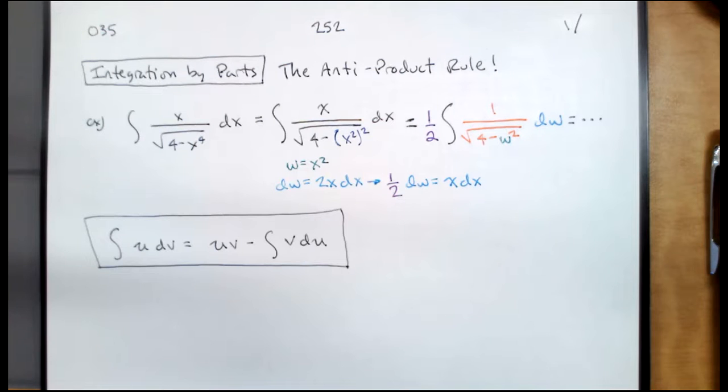There are only 4. The 4 parts are u, v, du, and dv. Those are the 4 parts. We're going to focus on the 2 parts that you're given, u and dv. Those are your given parts. The other 2 you have to find. There are 4 parts.